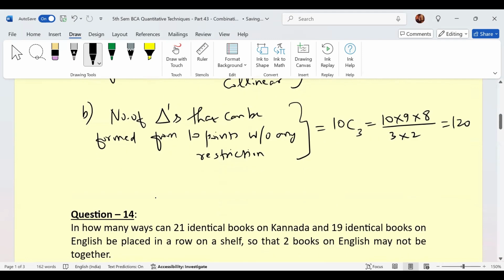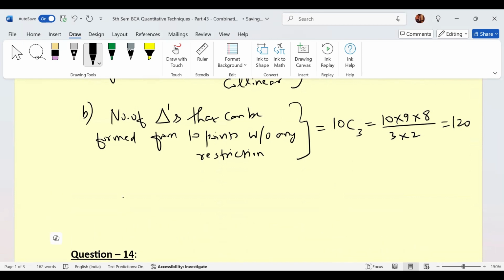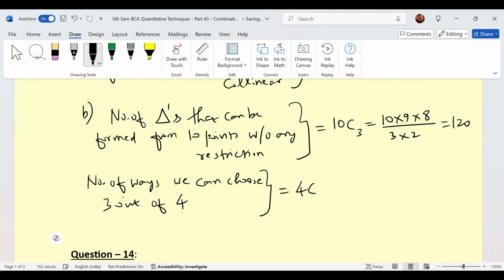So therefore, the number of ways we can choose 3 out of 4, because those 4 points are collinear. 3 out of those 4 will be 4C3. 4C3 is nothing but 4C1. 4C1 is 4.